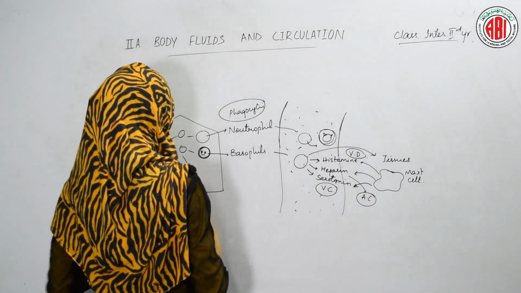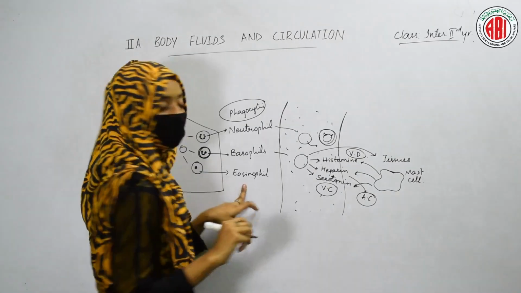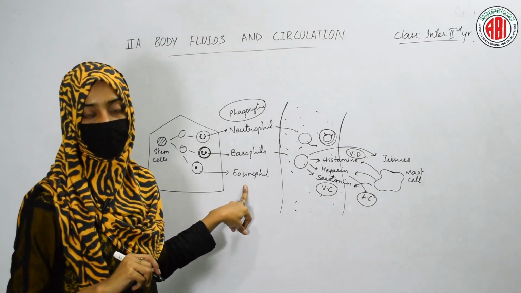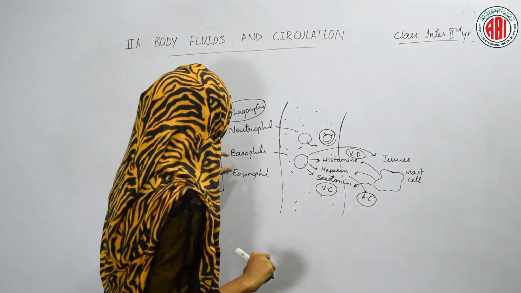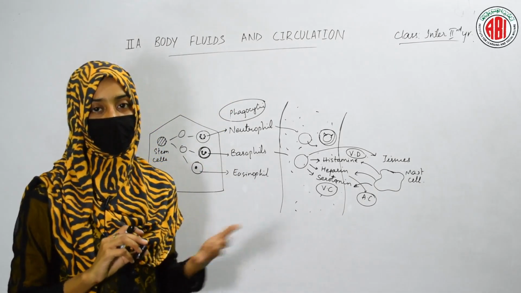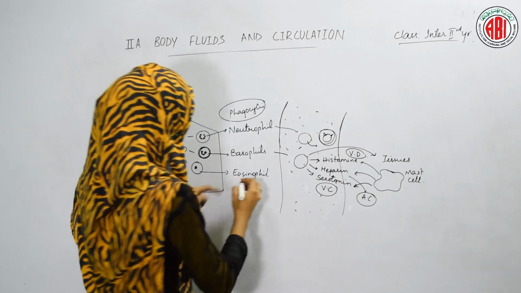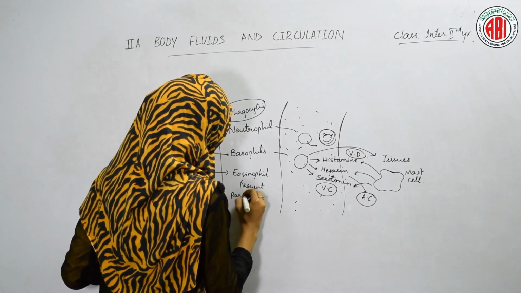Now, if stem cells undergo division and form eosinophils, these are the white blood cells that can be stained by using acidic dyes, and these eosinophils can help in preventing parasitic infections. It helps to prevent parasitic infection.